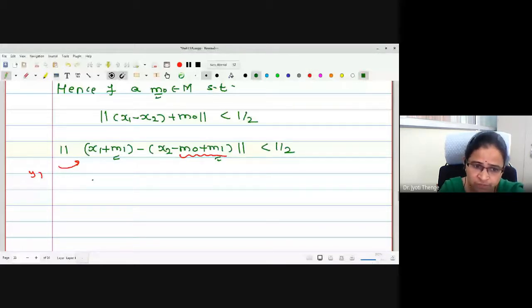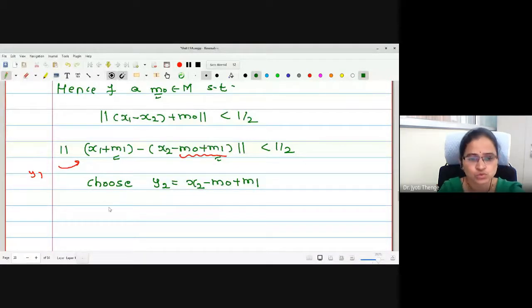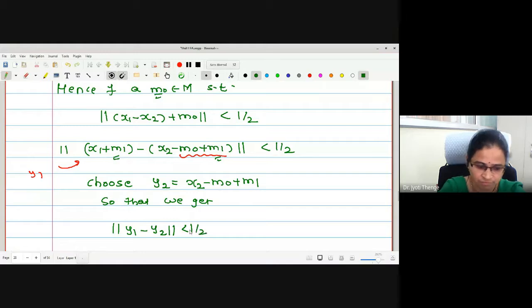Therefore, here what will I choose? I will choose y2 as x2 minus m0 plus m1, so that we get, what we will get, may I write? This is y1 and this is y2, which is less than half.